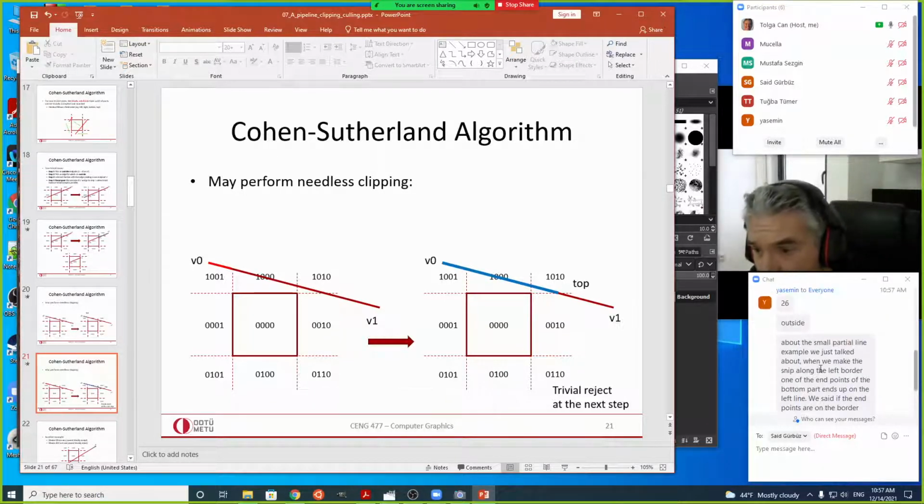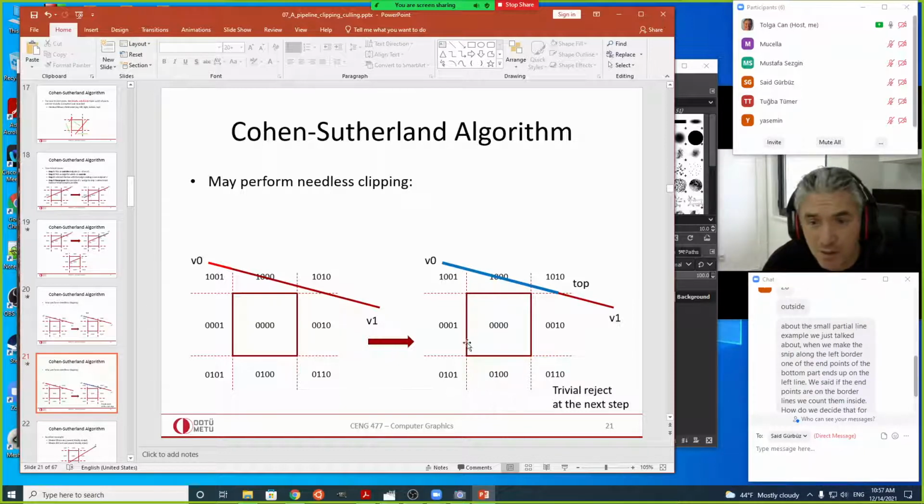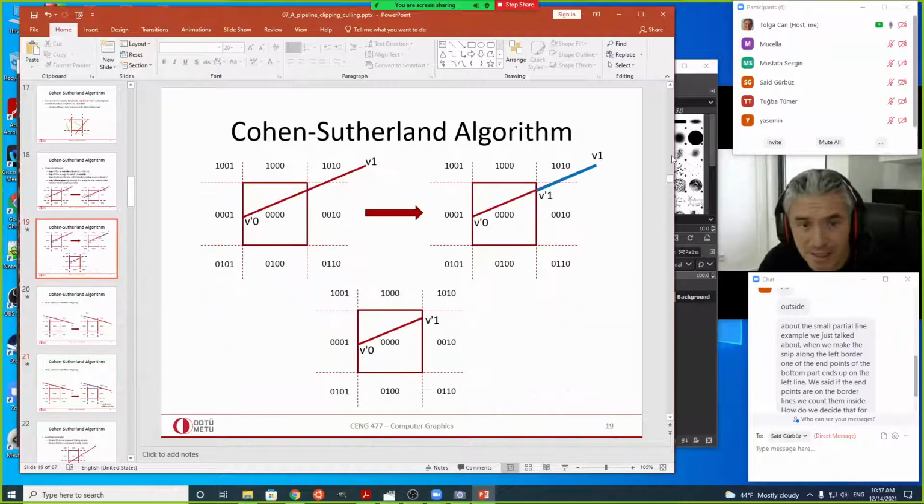Okay, now let me read your question. So for this small example we have this partial example. When we clip along the left border, one of the endpoints of the bottom part ends up on the left line. So this one ends up on the left line, so this one is inside. That's why we continue with v1, and it's completely inside. Its code will be 0, 0, 0 at this point.